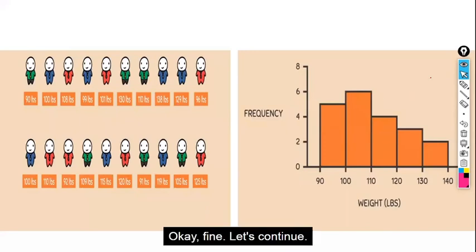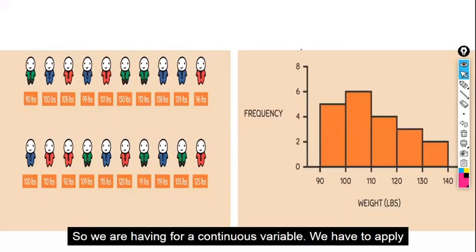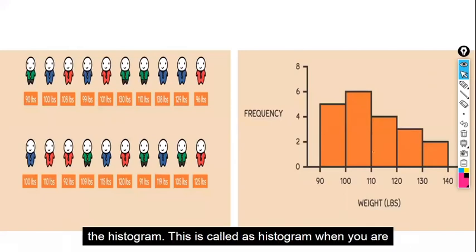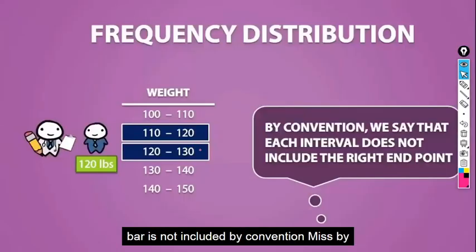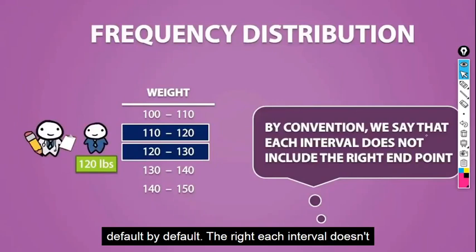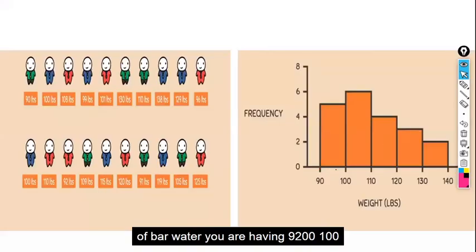Okay, fine. Let's continue. For a continuous variable, we have to apply the histogram. This is called a histogram. When you are going with the histogram, the right side value of the bar is not included. By convention, means by default, each interval doesn't include the right side endpoint in the bar. So the first bar, 90 to 100, does not include 100. 100 is included in the next bar.